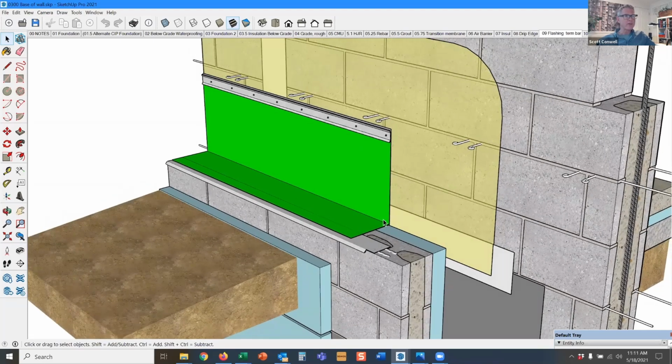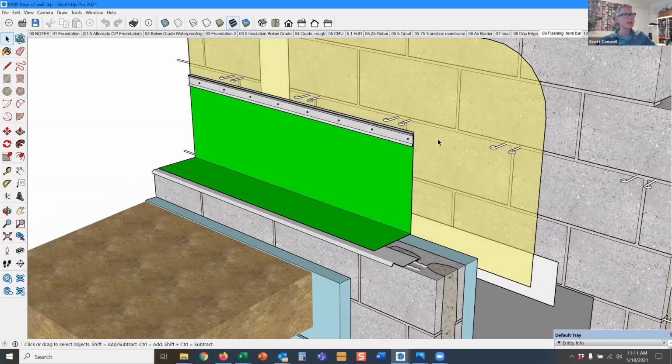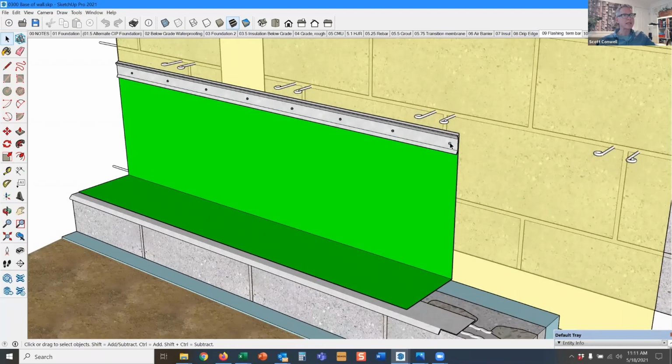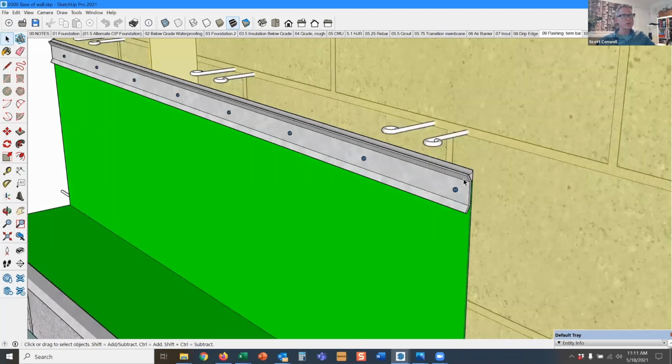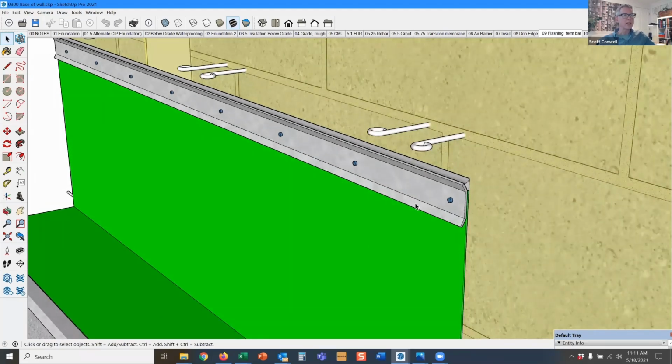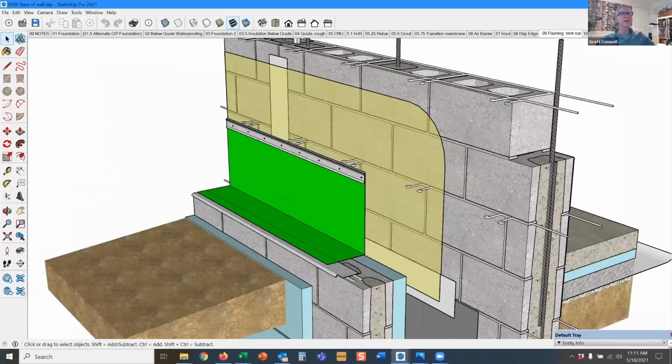So through wall flashing is the green. The horizontal termination bar is mechanically anchored to the backing. It has a bead of sealant at the top to prevent any moisture from getting back behind the flashing. And here we have continuity now of the flashing and the air barrier.